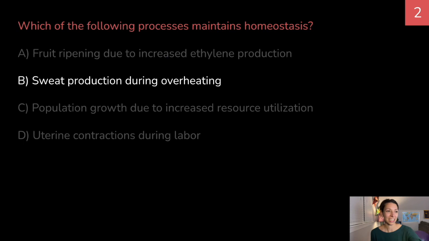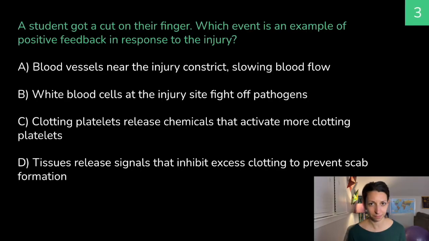Correct answer is sweat production during overheating. By sweating, the human body gets to experience evaporative cooling, which brings the body temperature back down again. Classic example of negative feedback, thermoregulation in humans. A student got a cut on their finger. Sounds familiar? Which event is an example of positive feedback in response to the injury?